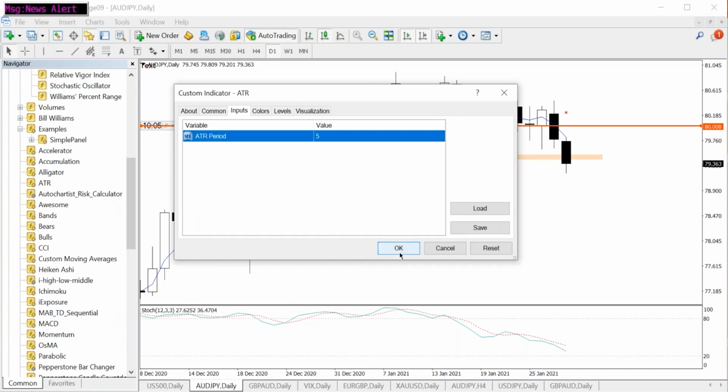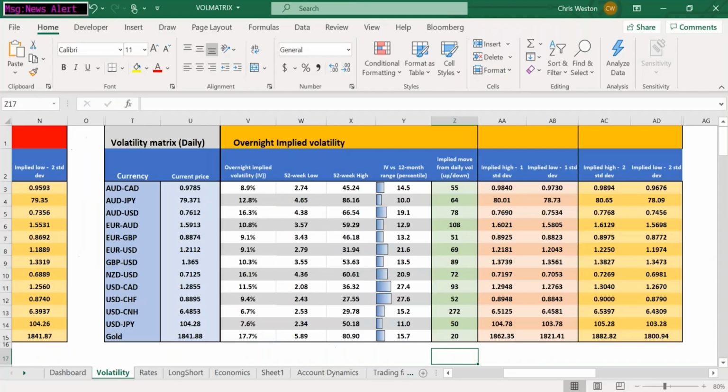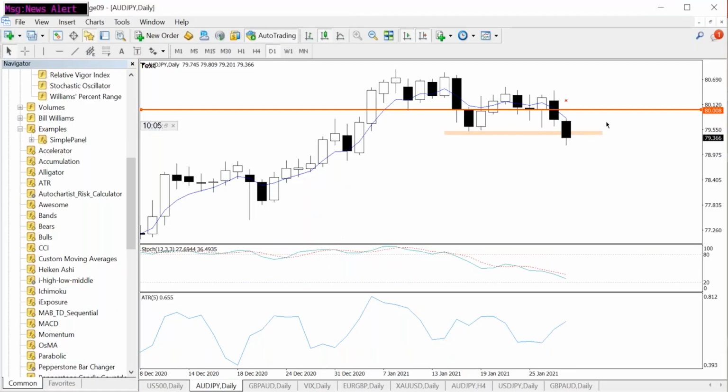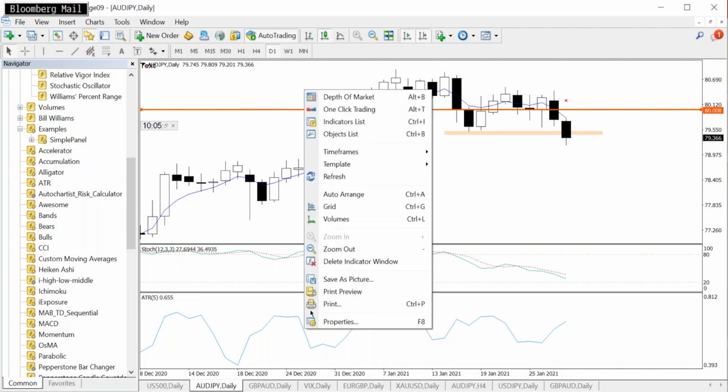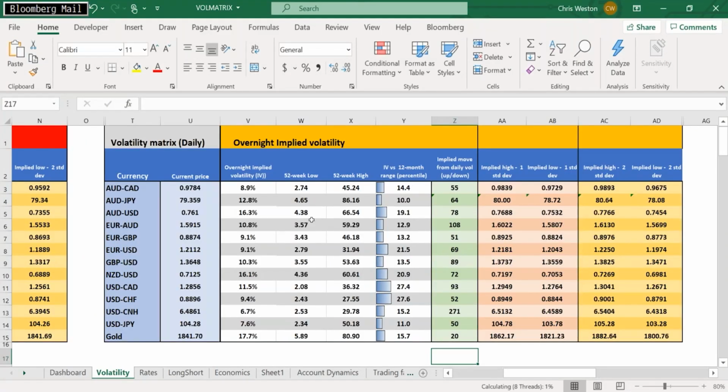Let's put a 5-day average true range on there. You can see the average true range is pretty close to where I am at the moment, 65 pips. Mine is, what do we say, 64 pips. So the implied volatility and the ATR are pretty much exactly the same in this instance. So that's really good. I'm pleased to know that. So I've got a stop loss where the average moves over the last 5 days complies with the expected move with a 70% level of confidence.